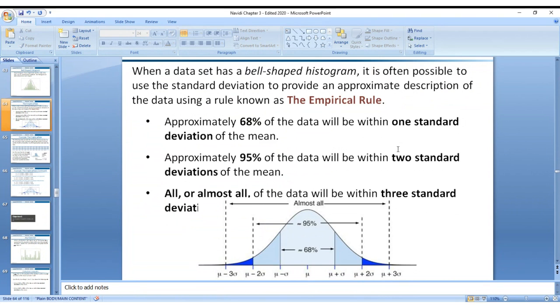Approximately 95% of the data will be within 2 standard deviations of the mean. So that goes out to the next darker blue, 95%, plus or minus 2 standard deviations. And then when you go out 3, you just get a little bit more, and they say almost all. When we get to chapter 6, you'll see what almost all is. It's actually 99 point something 7.